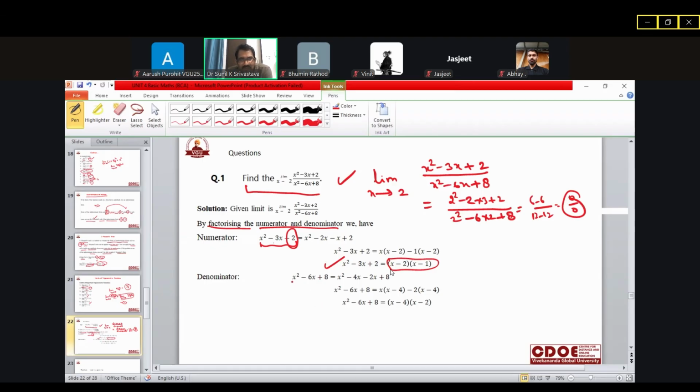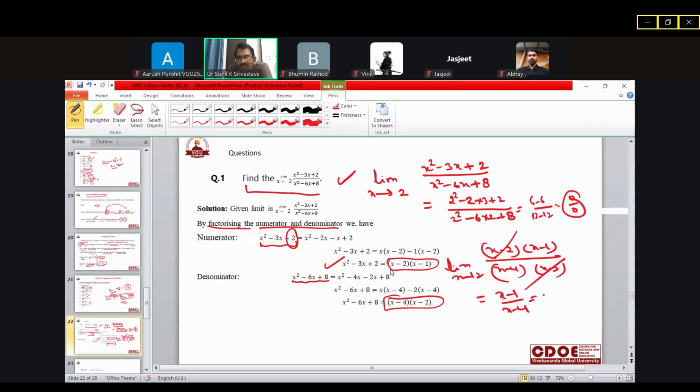And also we have the denominator part, x square minus 6x plus 8, and the factors are x minus 4 and x minus 2. In both, what factor do we find? (x minus 2)(x minus 1) upon (x minus 4)(x minus 2), and here I have the limit x tends to 2. This cancels out because it is common. The remaining part is x minus 1 upon x minus 4, and putting x equal to 2, we get 2 minus 1 upon 2 minus 4, that is 1 upon minus 2. The answer will be minus 1 by 2.